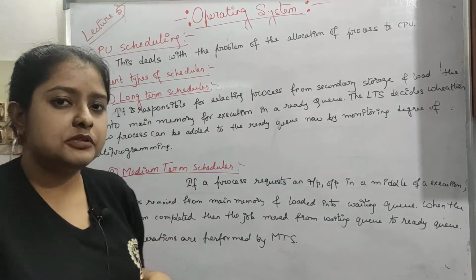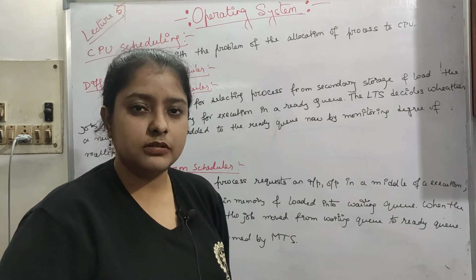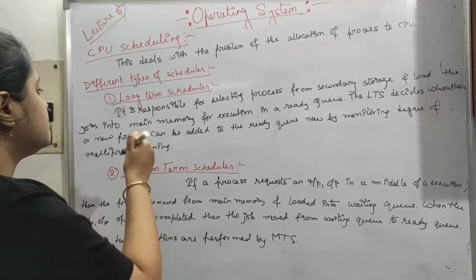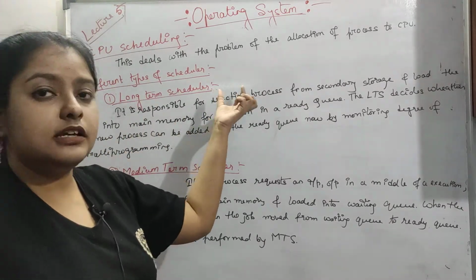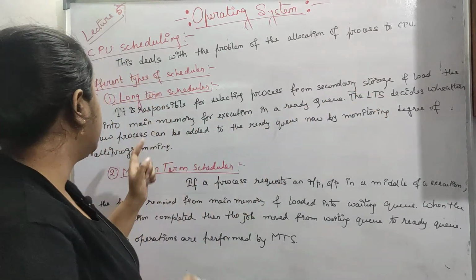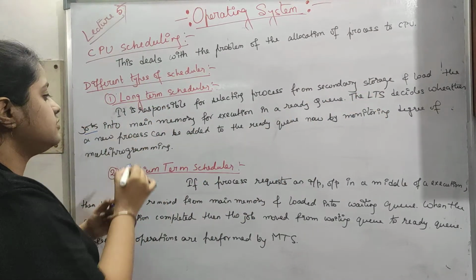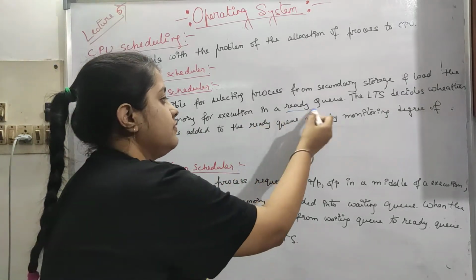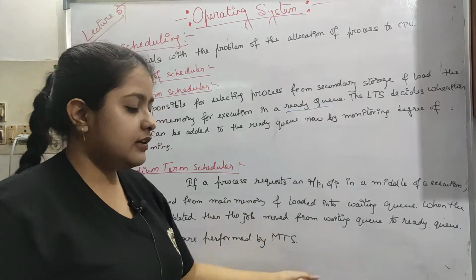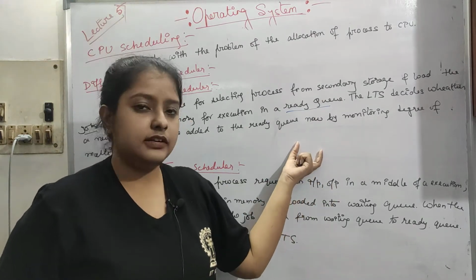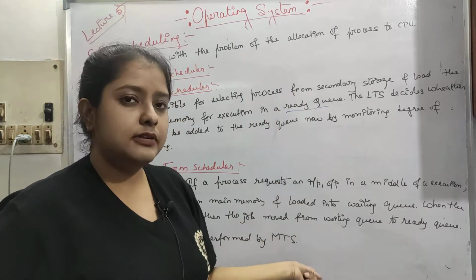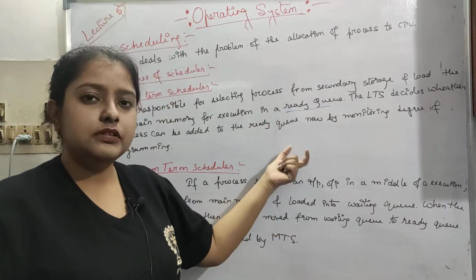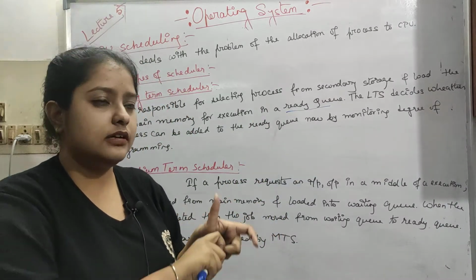There are three types of CPU schedulers. First is long term scheduler, then medium term scheduler, and then short term scheduler. Now let's see long term scheduler. Number one, it is responsible for selecting a process from the secondary storage and loading that process or job into main memory for execution in a ready queue. The ready queue and everything we will see in a diagram in a bit. There was no space to put the diagram here, so please write it down somewhere, and then we will move on to the diagram, so it will be very clear. For now, let me tell you the theory, and then we will see the diagram.